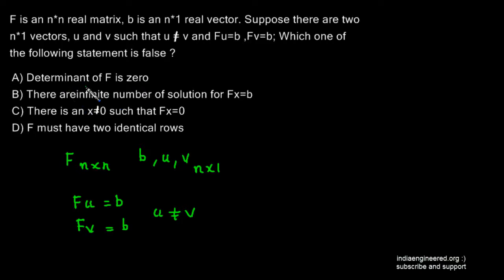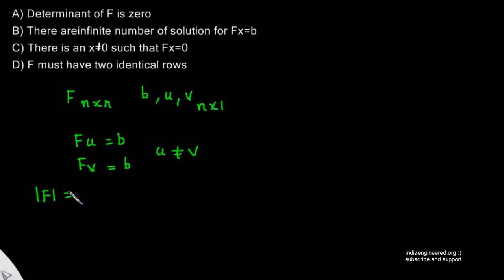So the statements are: determinant of F is 0, there are infinite number of solutions, there is an x not 0 such that Fx equal to 0, F must have two identical rows. Let's see how we can solve this. It is given that Fu equal to B and Fv equal to B. Let's assume that determinant F is not 0, and see whether we can prove it otherwise.